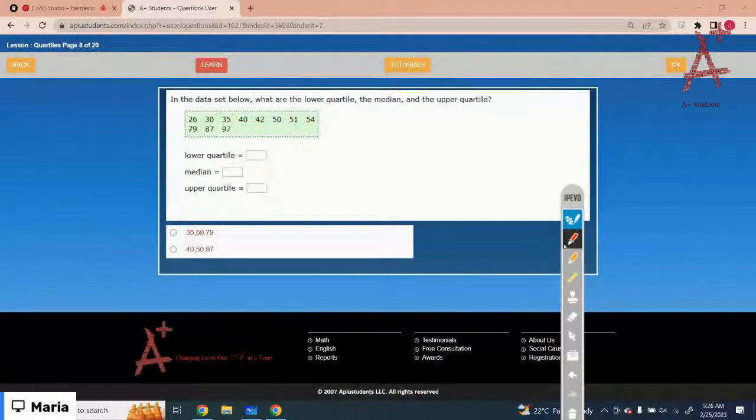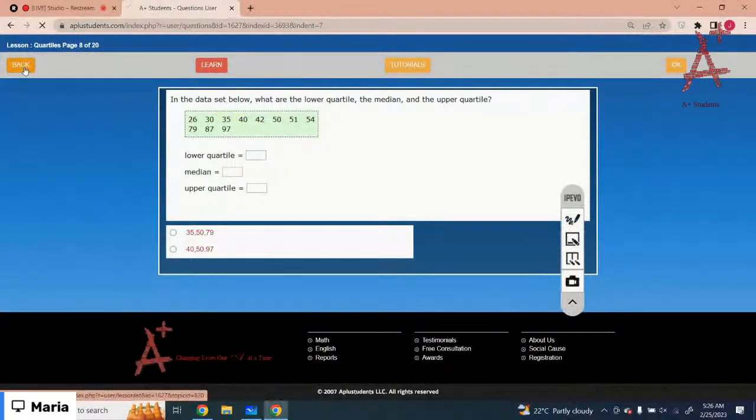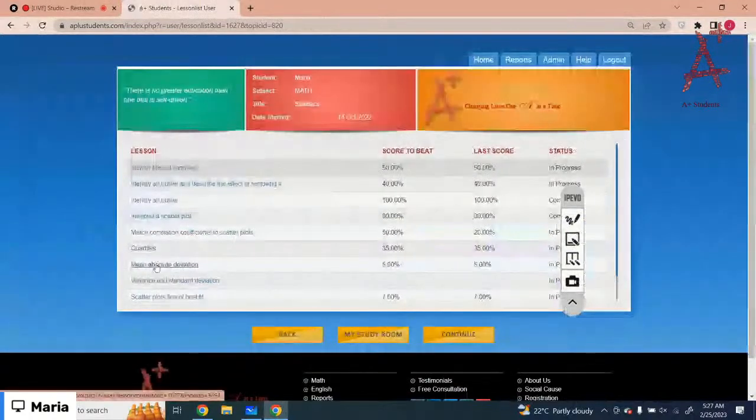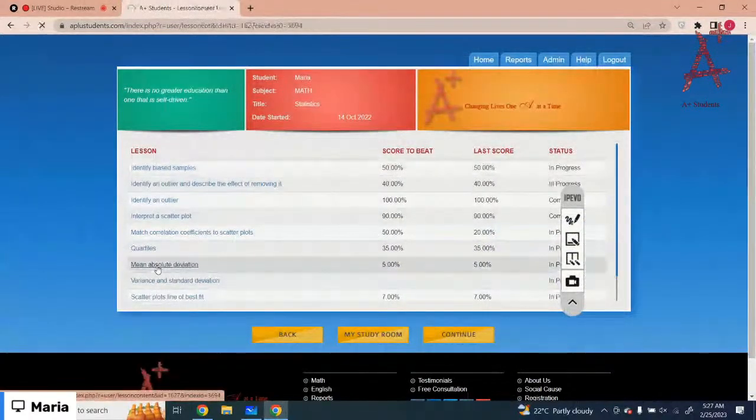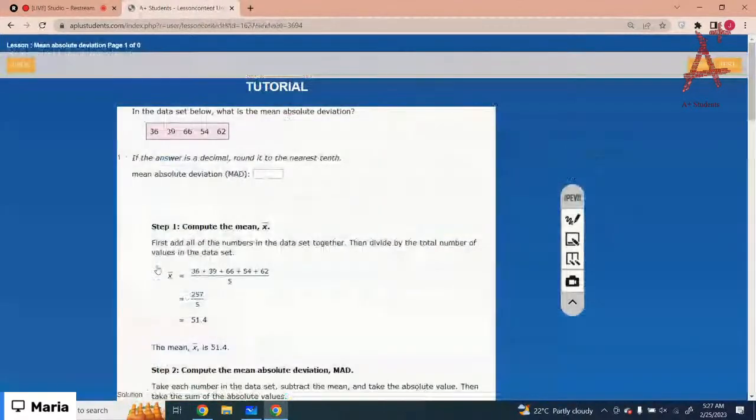Okay, you can complete the test by yourself later today. Let's move on to the next lesson, and the next lesson is mean absolute deviation. Let's start with an example and see how to calculate the mean absolute deviation.